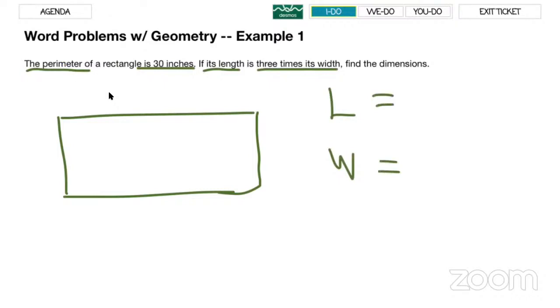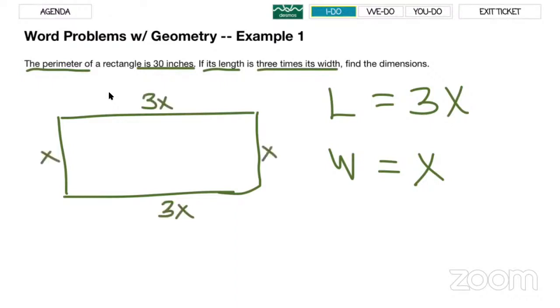So the length is 3 times whatever the width is. So we label the width with X, okay? And then the length will be 3 times X, or just 3X. If you label this on a rectangle, the lengths will be 3X and 3X, and the widths will be X and X.